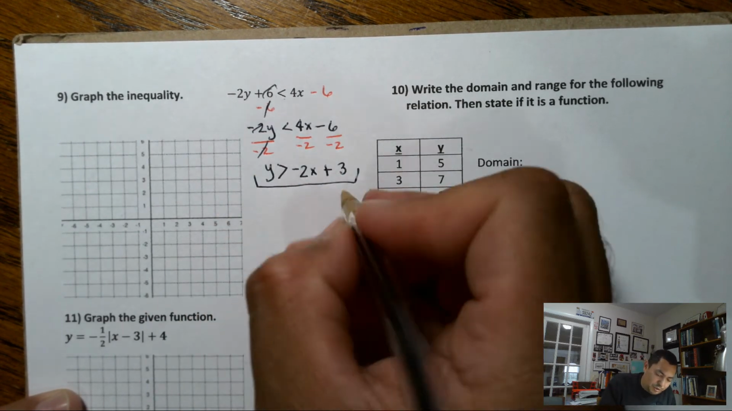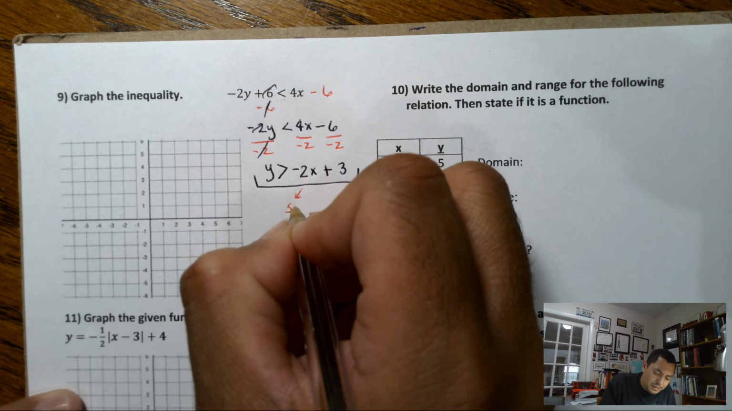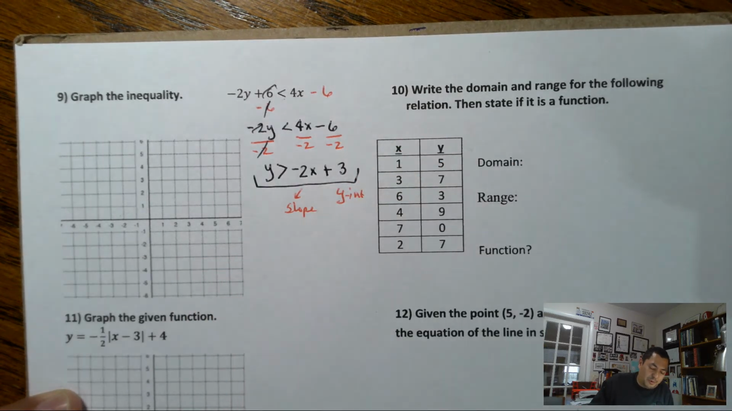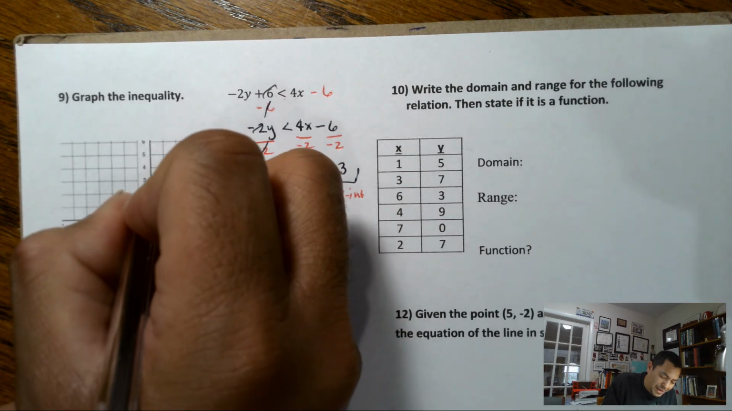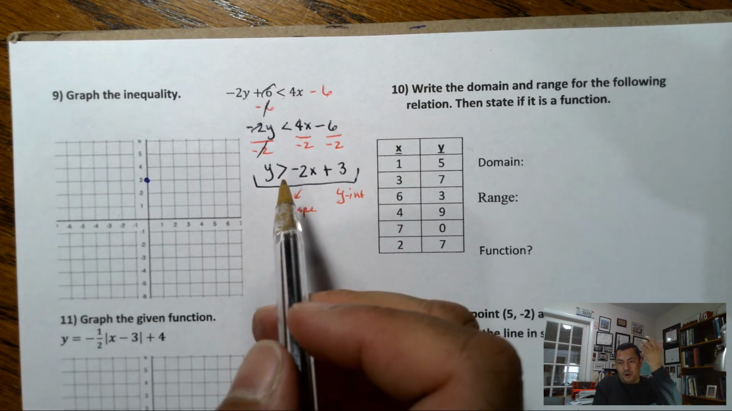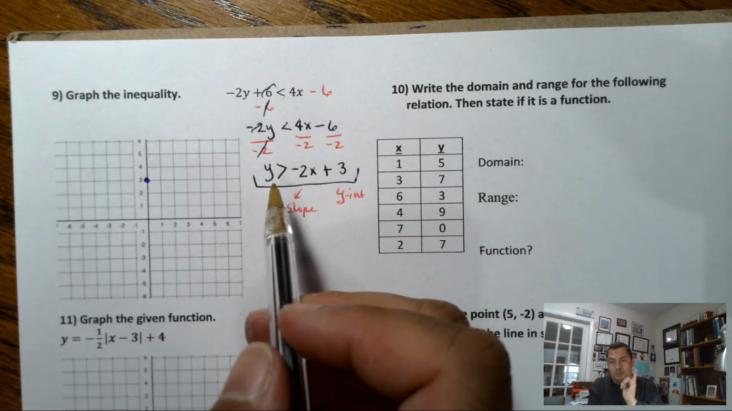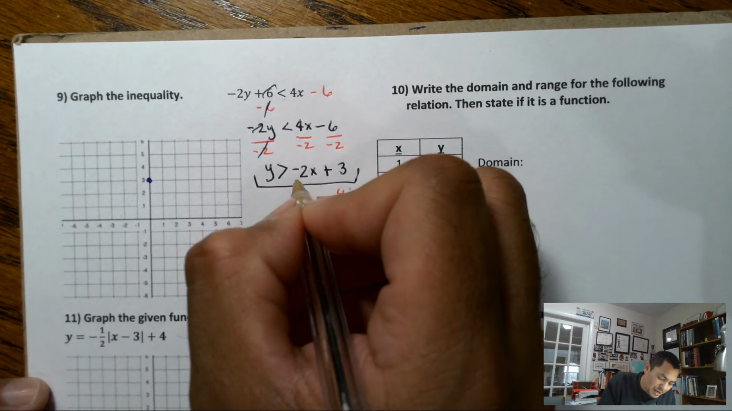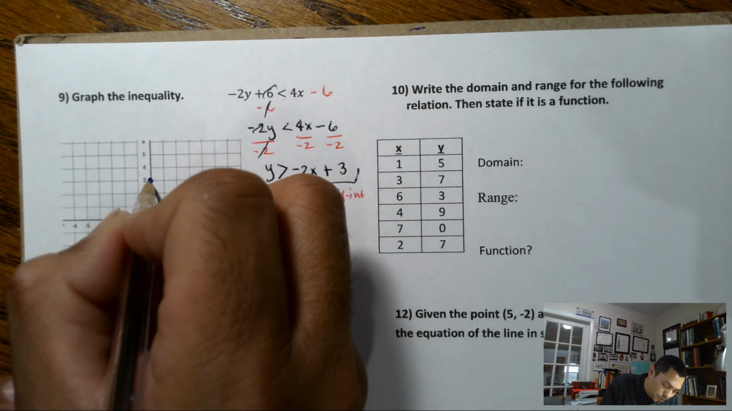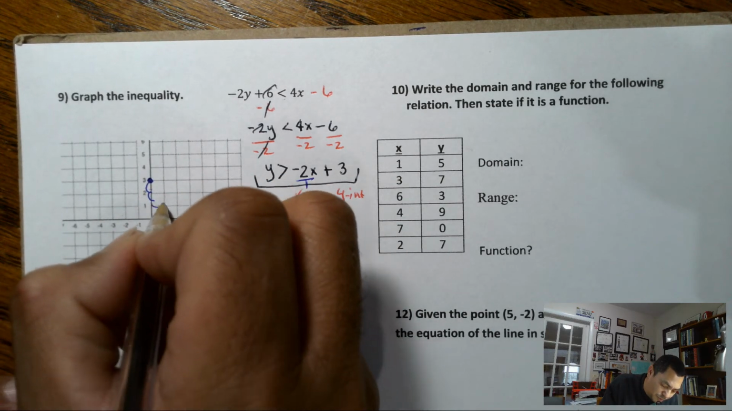Remember, this is your slope and this is your y intercept. That's where we're going to start. I'm going to start at 3. The slope is negative. That means I'm going to go 2 units down and 1 to the right, because you can assume that you have 1 in the denominator. So I'm going 2 units down and 1 to the right.